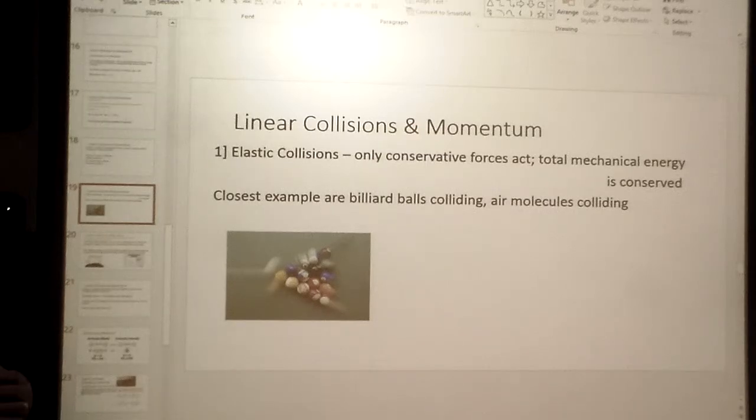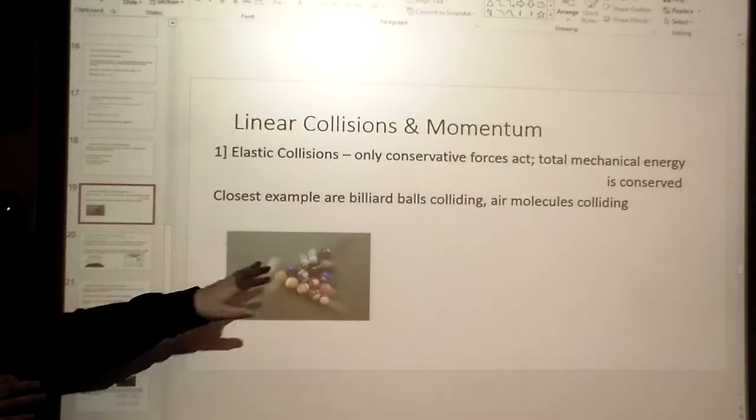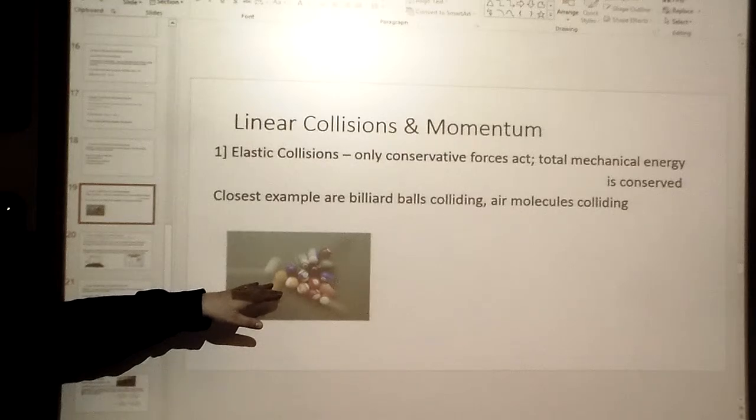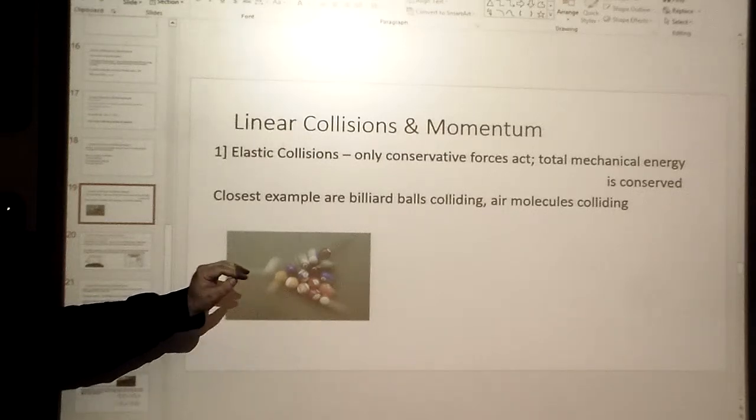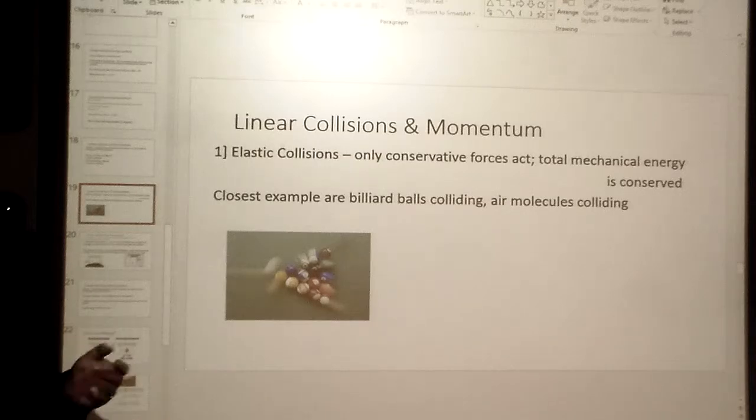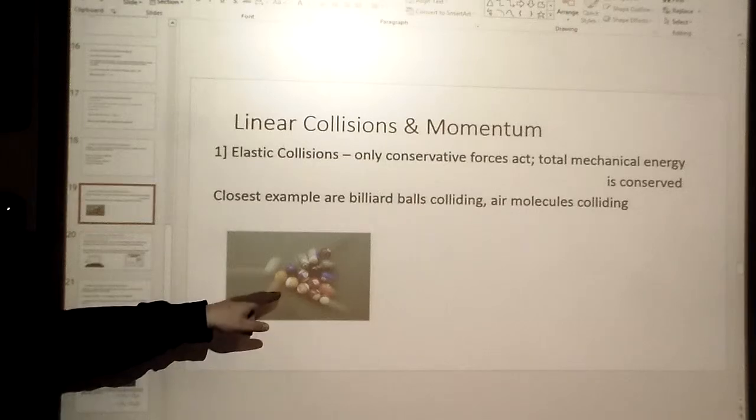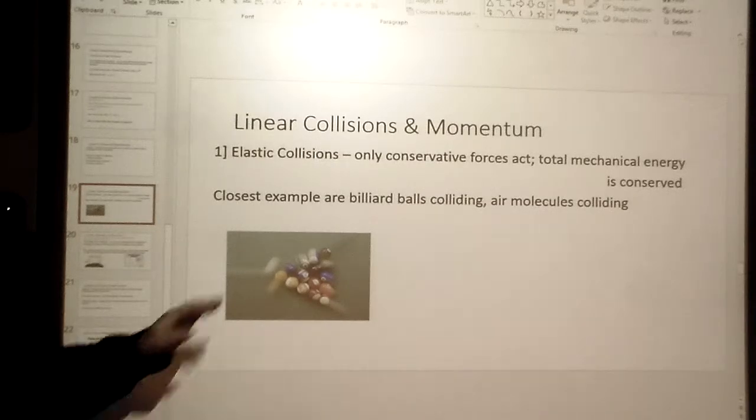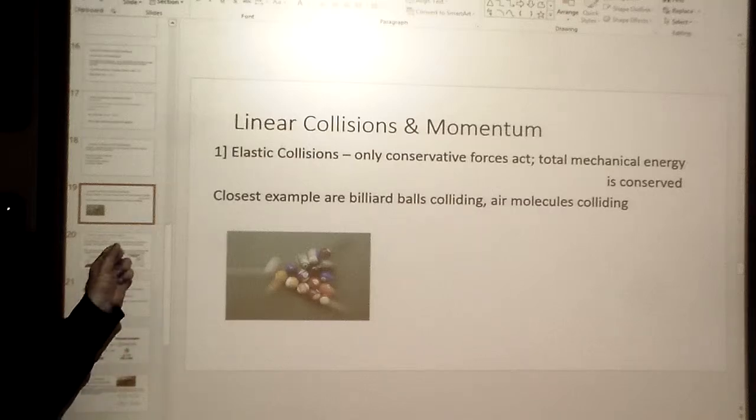Now, in elastic collisions, only the conservative forces act, and the total mechanical energy is conserved. Air molecules colliding, billiard balls colliding, those are about the closest example that we're going to get. The reality is that eventually these will stop moving, because in an elastic collision, there is no loss of energy, there is no loss of velocity. If you've got billiard balls that crash into each other, they'll just keep going. But we know that's not true because eventually they do slow down because of friction. But they are the closest that we have.